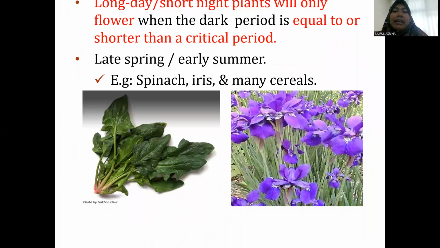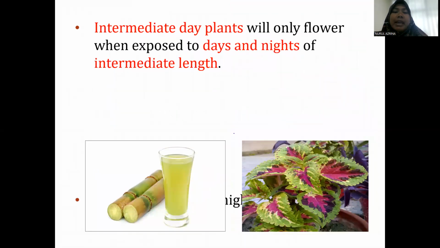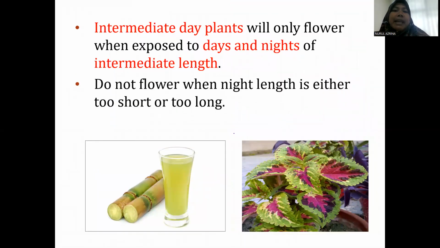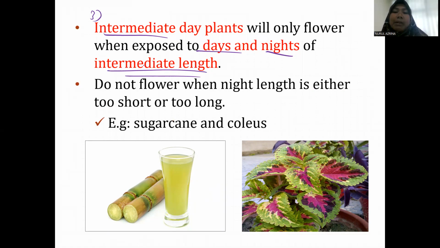Okay, next one, the third one, the intermediate day plant. Intermediate day plants will only flower when they are exposed to days and nights of intermediate length, like 12 hours day, 12 hours night. So they will flower when they are exposed to the same length of day and night. They do not flower when the night length is either too short or too long, so they are known as intermediate plants. Examples are sugarcane and also coleus.